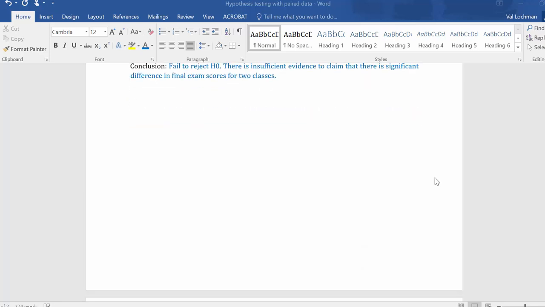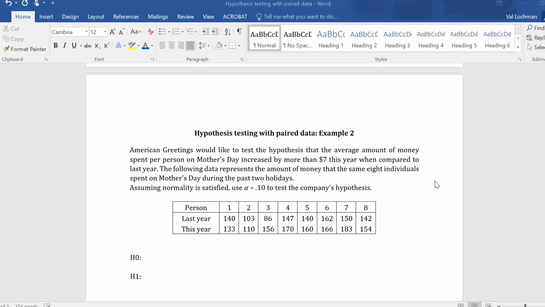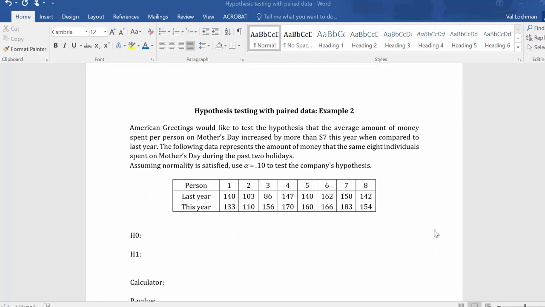Okay, so the next example will be just a little bit more challenging and has a lot more room for potential errors. So I want to go through this one slowly. Let's take a look at what we have here. We have American Greetings Company, who would like to test the hypothesis that the average amount of money spent per person on Mother's Day increased by more than $7 this year when compared to last year.